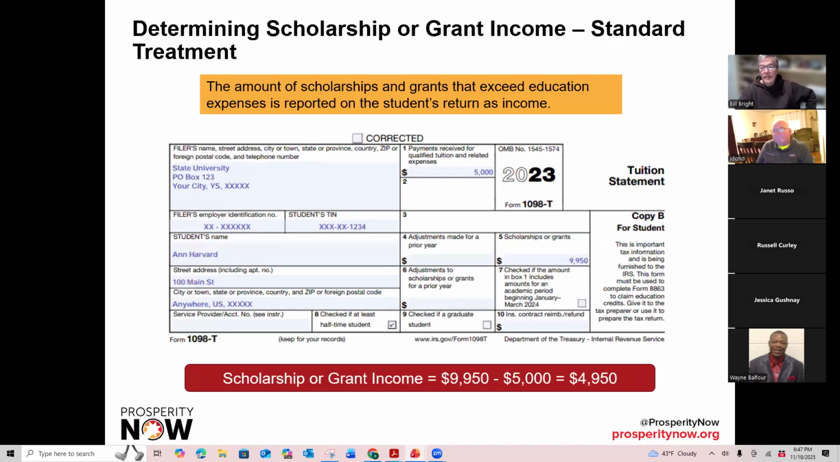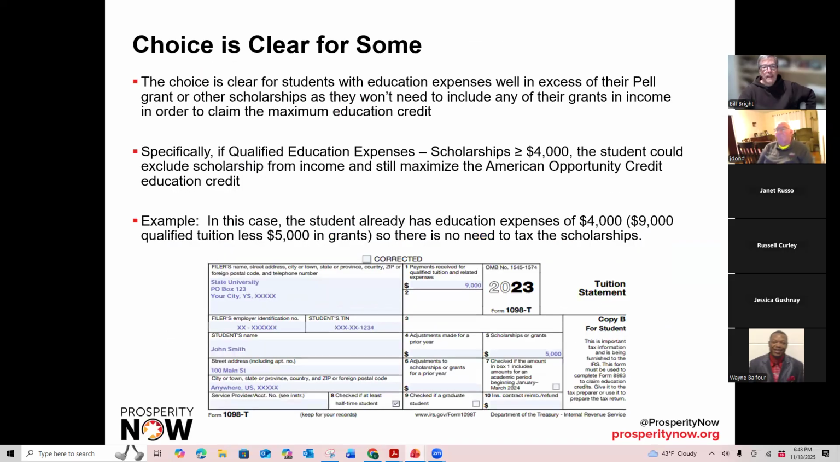Now here it's flipped the other way, where tuition was only $5,000, yet they got grants of $9,950. Now the grant income is going to be $4,950 that the student is going to have to pay tax on. And depending on any other income, we may have to pay the kiddie tax, which is based off what mom and dad's tax rate is. This is where it gets a little complicated, and we generally try to avoid these, because unless we're doing mom and dad's return, then we get a chance to see it all and we can do our best work that way. Again, the choice is clear for most.